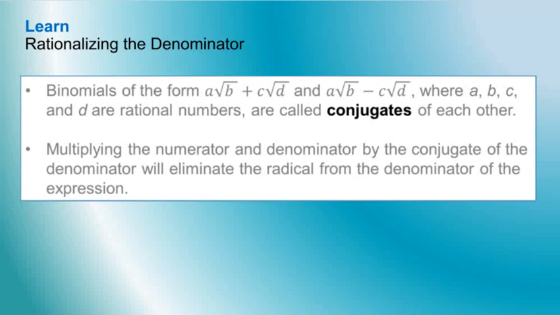Binomials of the form a times square root of b plus c times square root of d and a square root of b minus c square root of d, where a, b, c, and d are rational numbers, are called conjugates of each other. Think of those as a difference of two squares. So when you have a difference of two squares, you're just squaring the first term, squaring the second term. That will eliminate any radical you have.